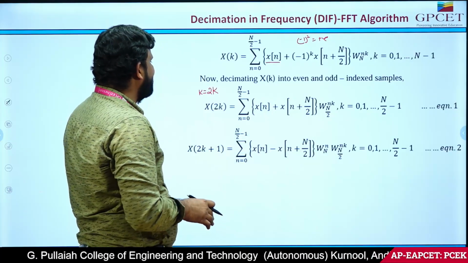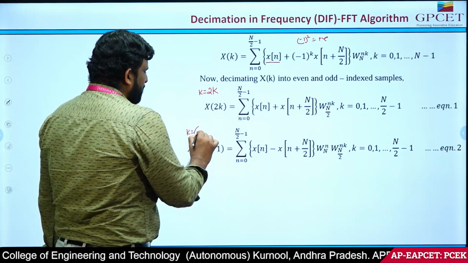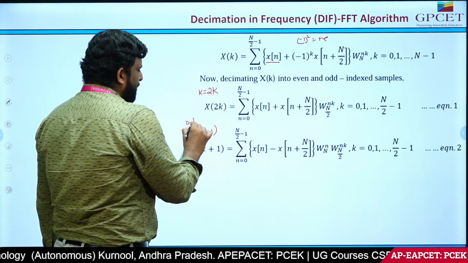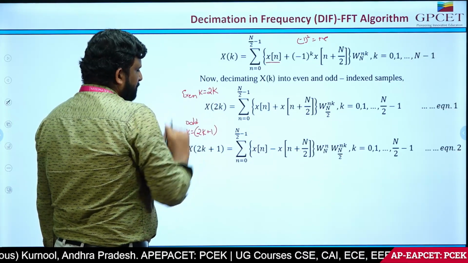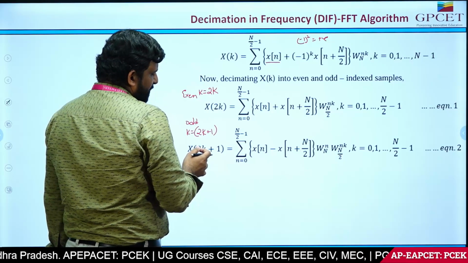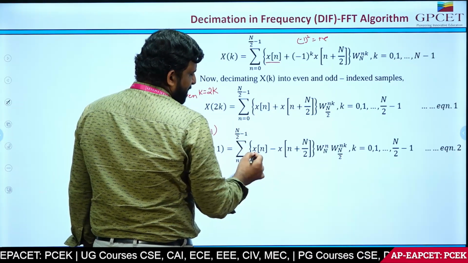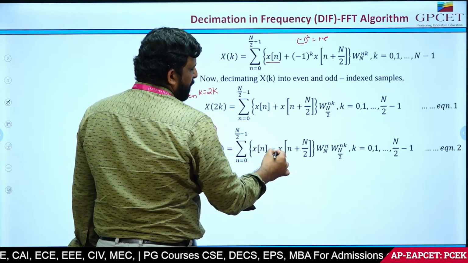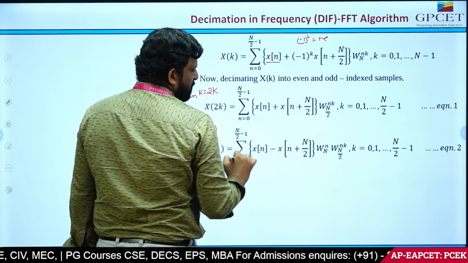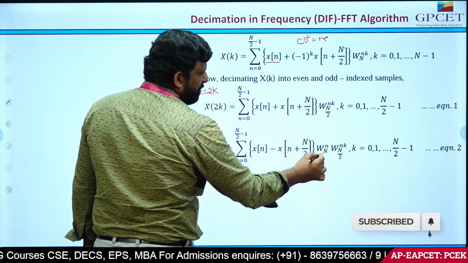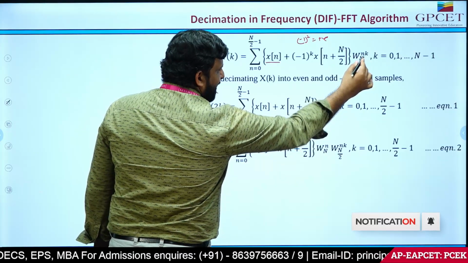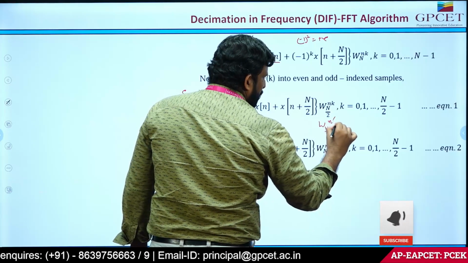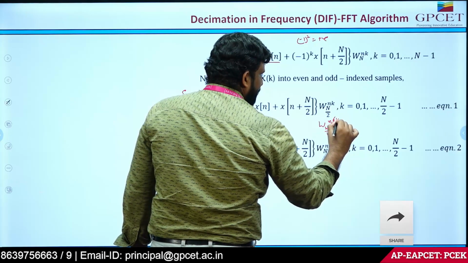Similarly, I am writing this same thing for the odd samples. That is, instead of k, I am replacing it with 2k plus 1, which is an odd sample. This is the even sample. Now instead of k, I am replacing it with 2k plus 1, n equal to 0 to N by 2 minus 1 of x of n. So minus 1 to the power of odd will be a negative term. So here I am going to get minus 1, that is minus, into x of n plus N by 2. Here, instead of small k, I am writing W_N to the power of n into 2k plus 1.